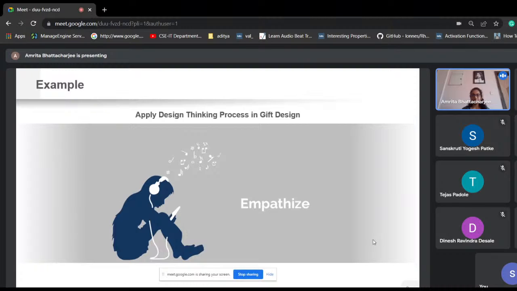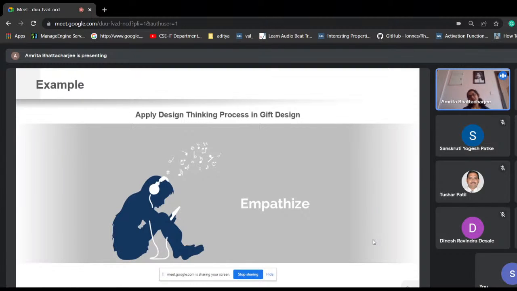In the empathize phase, we are trying to understand users' behavior, their feelings, and the problems they are facing. Here is a very simple example to show how we actually follow these steps. A task was given: apply the design thinking process in gift design. There may be a gift you are thinking of giving to your friends, your parents, or any family members, some person you know, and you will design the gift. You will not purchase it directly from the market, you will design it.